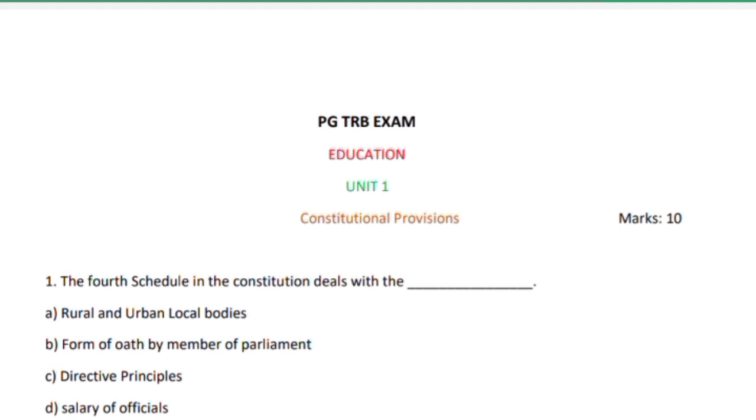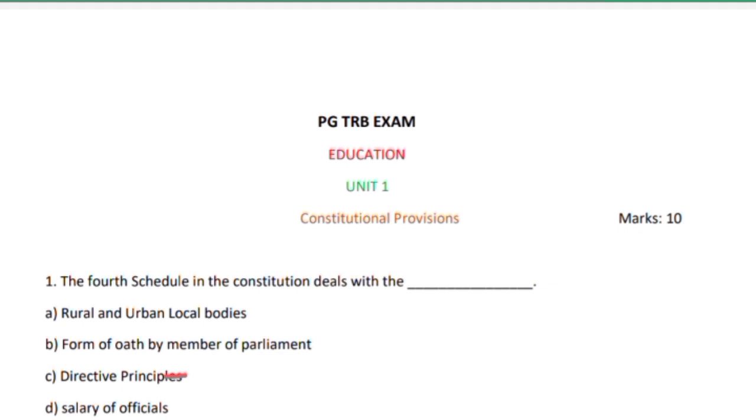Welcome to PG Education. In the PGTRB exam Education Unit 1, we are going to look at a 10 question practice test from Constitutional Provisions. First question: The fourth schedule in the Constitution deals with which of the following? Right answer, directive principles.